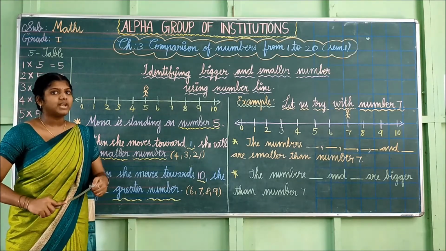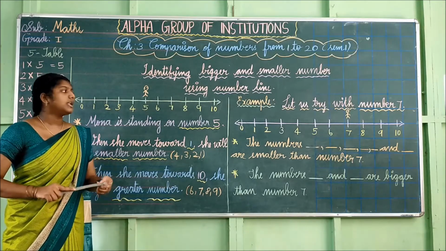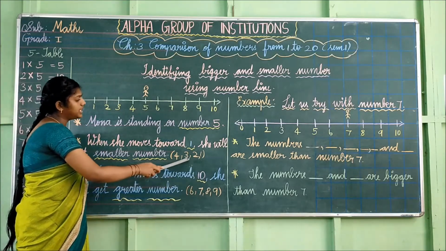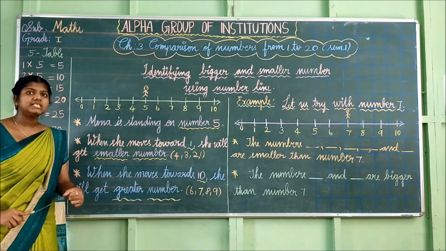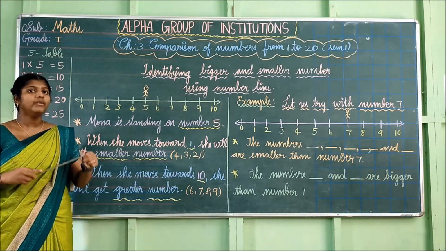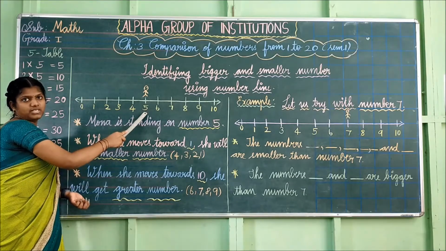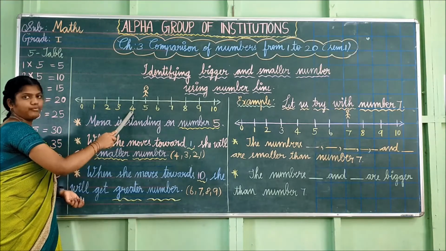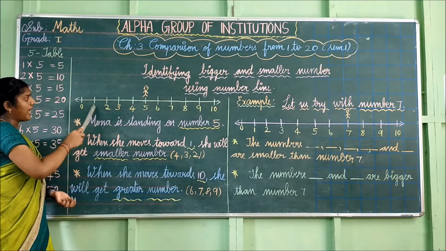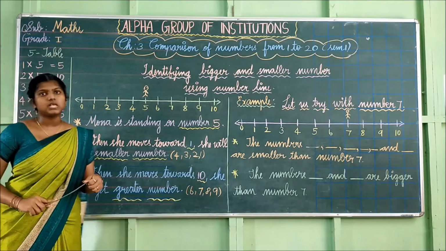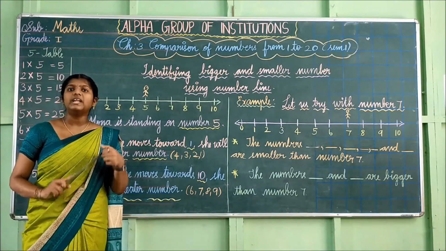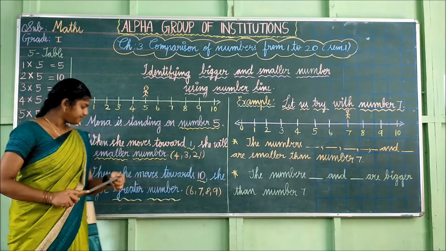What we will get, children? We will get smaller numbers. See here, 4, 3, 2, 1. These numbers are smaller than 5. So see here also, 5 is here and next to 5, 4 and 3, 2 and 1. So these numbers are smaller than number 5.